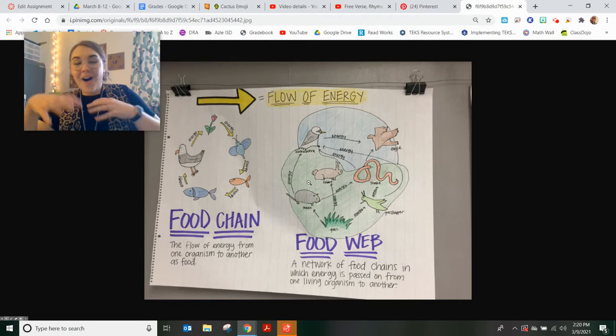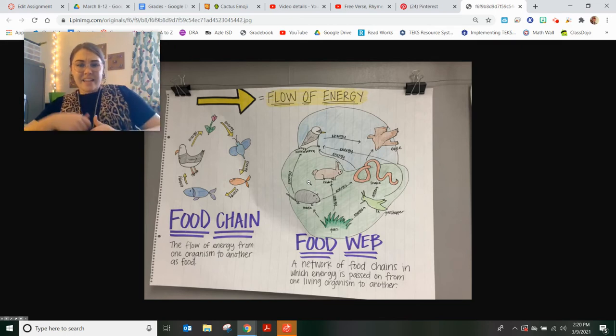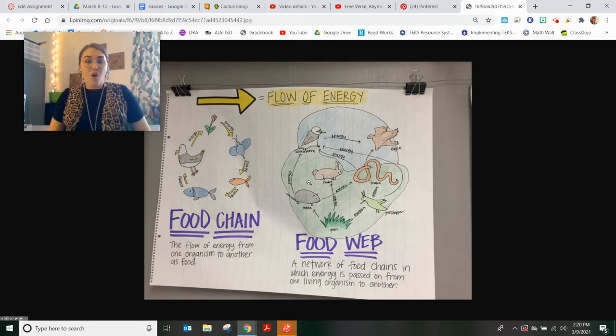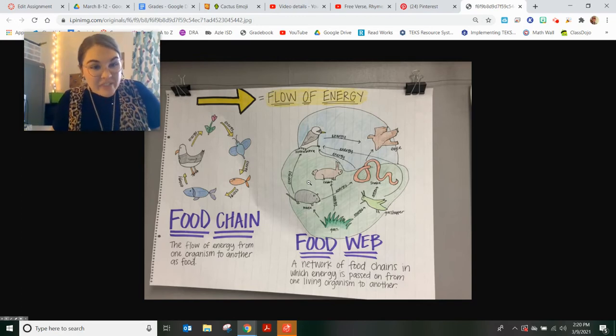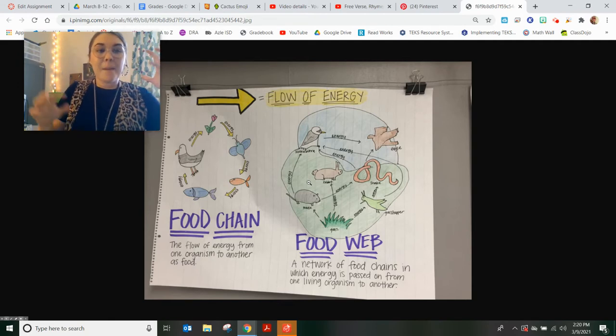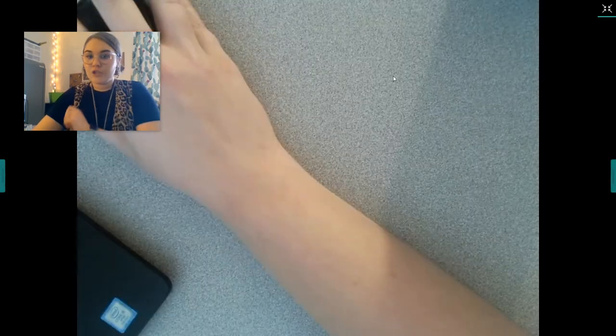So all organisms might eat a variety of things. That kookaburra ate the snake, the grasshopper, the mouse, all of these things, but then it got eaten by the eagle. So food webs are kind of like a bunch of food chains put together. So let me show you how we create a food web.